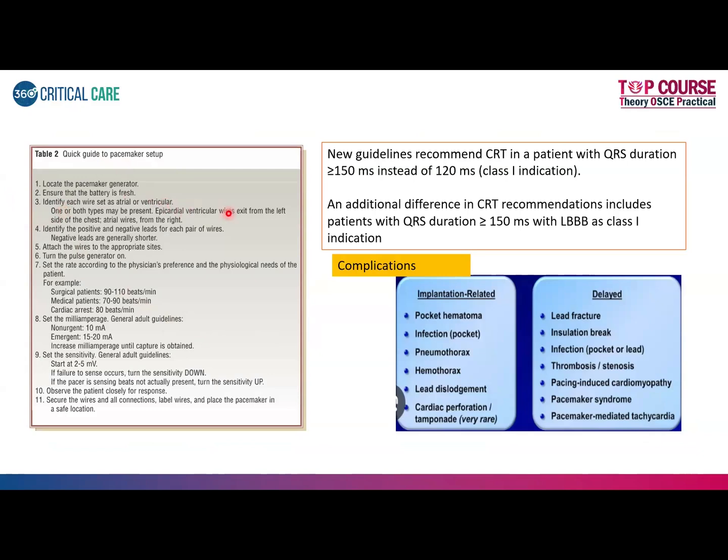Epicardial ventricular wires exit on the left side of the chest. Atrial wires from the right side. Identify the positive and the negative leads. Okay, attach the wires at the appropriate site. Turn the pulse generator on, and set whatever rate has to be set. Usually, for a surgical patient, it is 90 to 110. For a medical patient, 70 to 90. For a cardiac arrest patient or cardiac patient, 80 beats per minute.